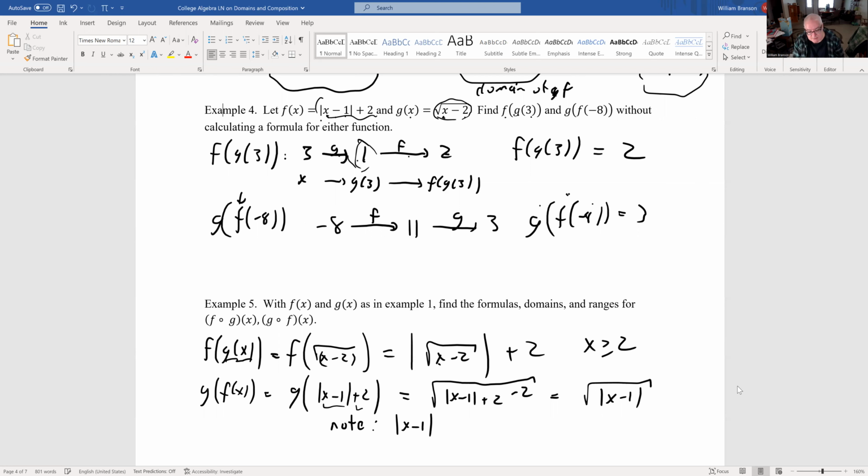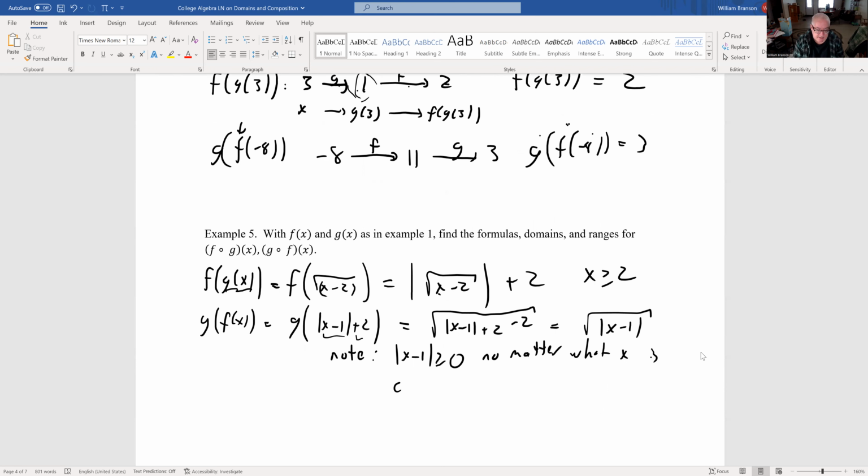It's inside a square root, so what does that mean? It means the thing inside has to be positive to be able to take the square root, but absolute value is always greater than or equal to 0. Right? And so our domain here is all x, because no matter what x you plug in, you're going to get a positive number inside of that square root. So what's the range?